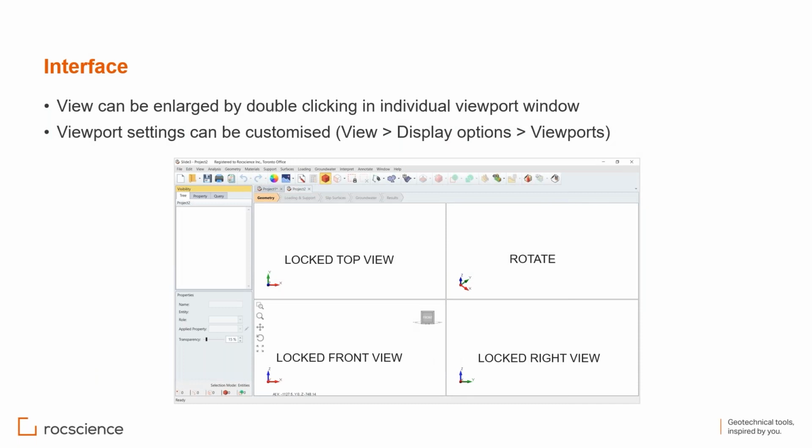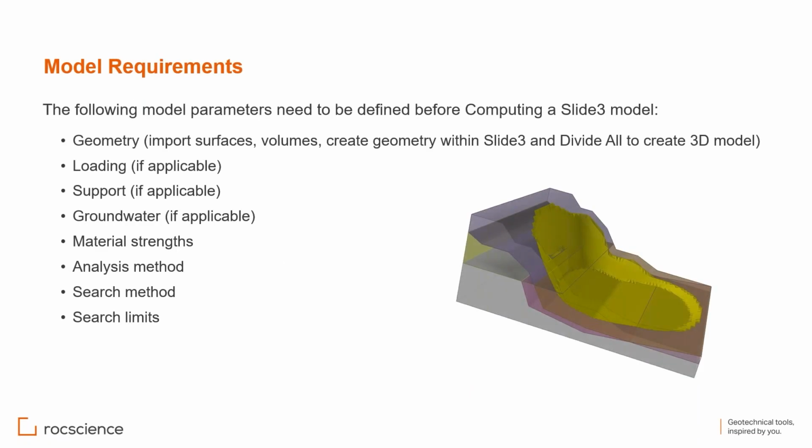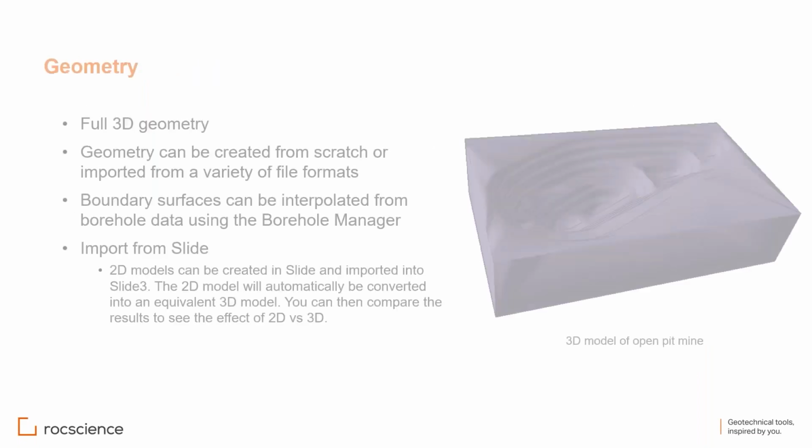Okay, this is Slide3. We have three locked views, different axes, and one rotate or 3D view, which is on the top right of the software. So if you want to make a model in Slide3, the first step is to make the geometry. After making the geometry, if you have loading, support, or groundwater, you can apply those. But there are four things actually that you have to define properly. Material strength, based on your data, analysis methods, search methods, and search limits, which I'll go through one by one.